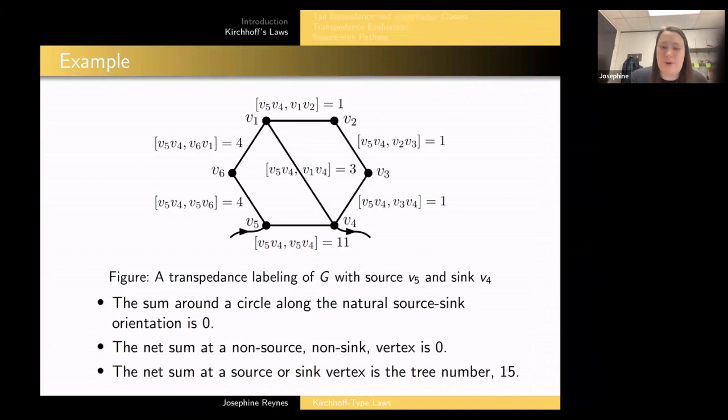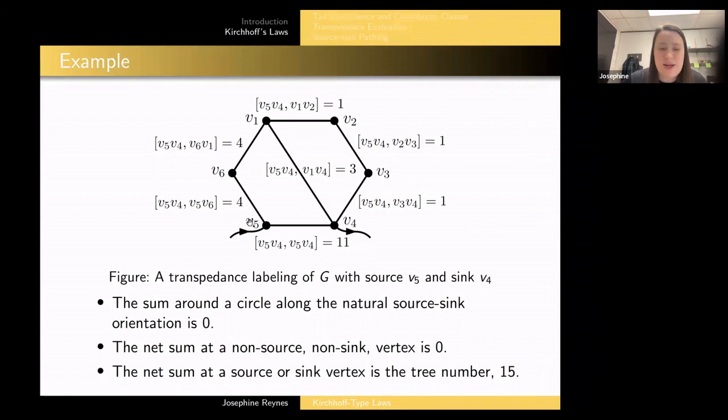So what does this look like as an example? Here I've labeled all the transpedance values around this graph, and I've fixed the source and the sink. So I fixed the source to be V5 and the sink to be V4. And then you can see that my second two numbers tell you which edge I'm looking at. So this is the 5,4 edge. What is its transpedance value? This is the 5,6 edge. What is its transpedance value? And so on. And you can just calculate these, as said in a previous theorem, from the determinant of the Laplacian. But let's look at how these actually apply to the laws.